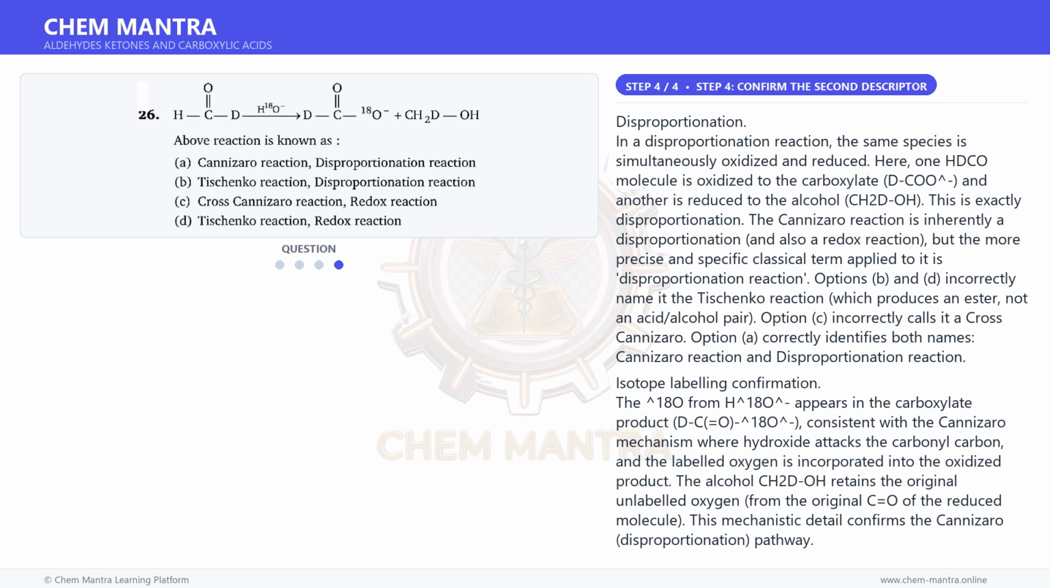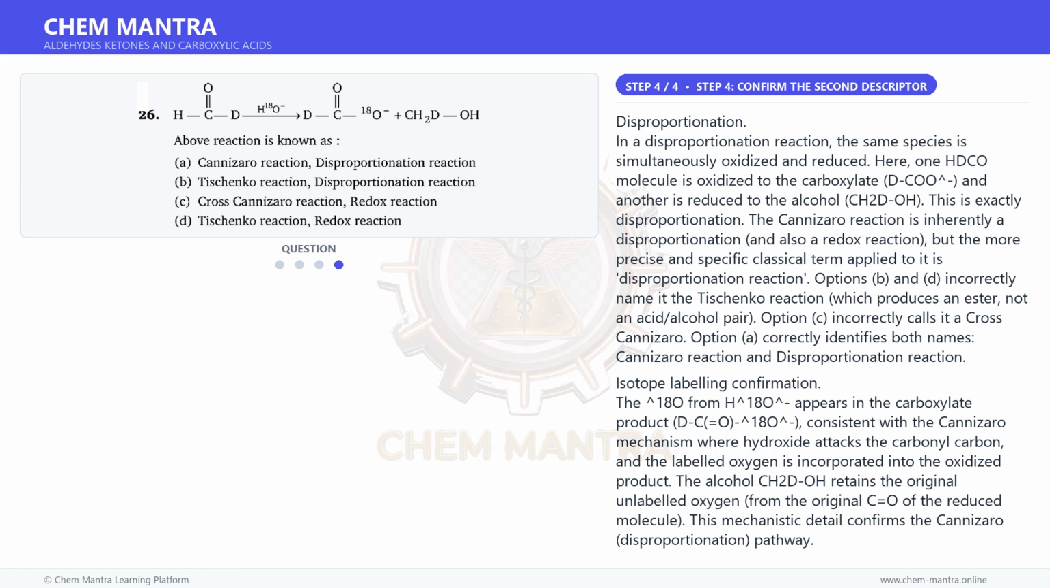Options B and D incorrectly name it the Tischenko reaction, which produces an ester, not an acid-alcohol pair. Option C incorrectly calls it a cross Cannizzaro. Option A correctly identifies both names, Cannizzaro reaction and disproportionation reaction.